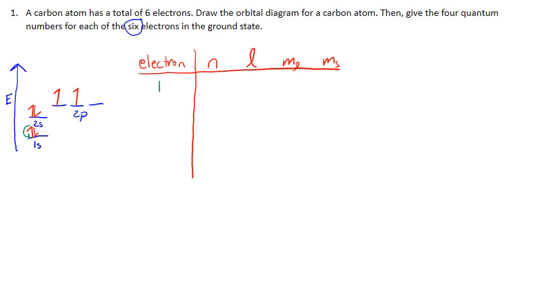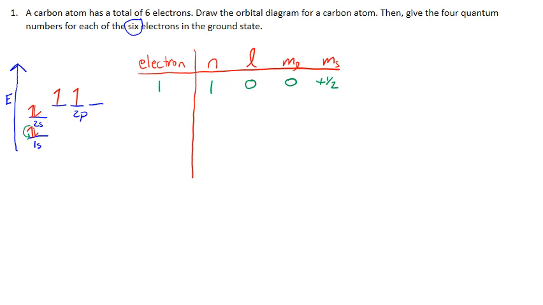Electron number 1 is in a 1s orbital. That 1 tells you that n is equal to 1. Since it's an s orbital, you know that l has to be 0. If l is 0, there is only one possible value of m sub l, and that value is 0. Since I've got it drawn spin up, I'll write spin +1/2 for the m sub s quantum number.